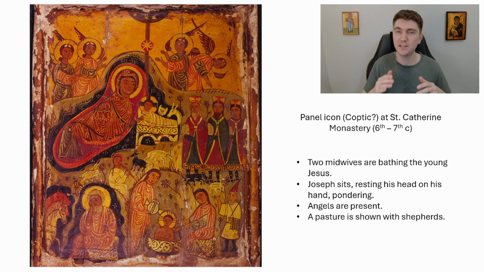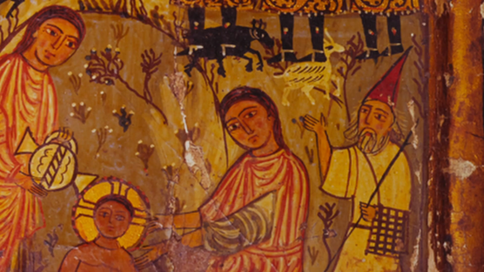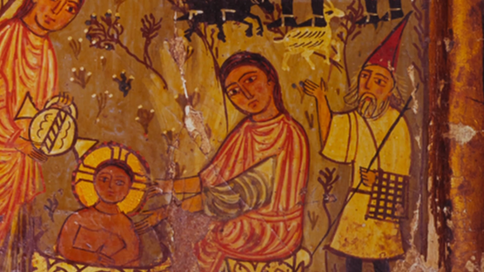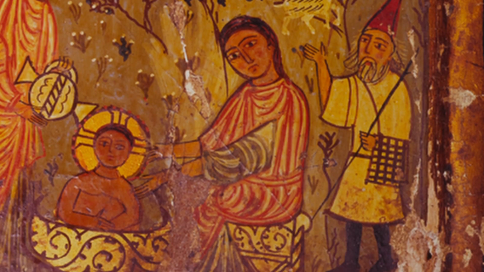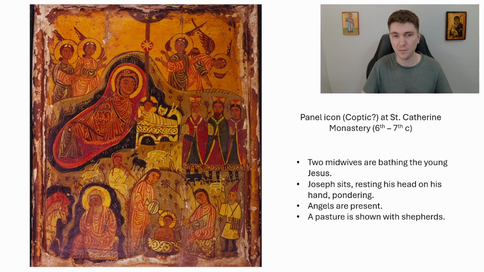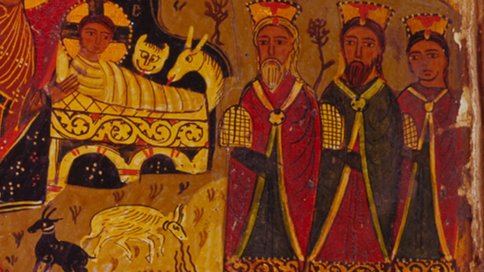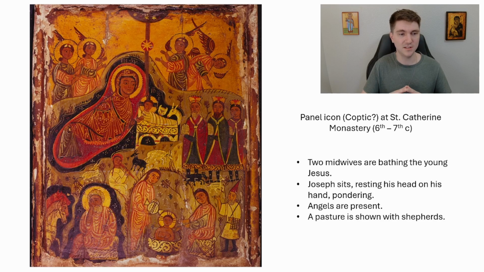You still have the shepherd pointing to the star, but now he's in the bottom corner there, but his hand is lifted like he's pointing to the star. So that element is still there. The three magi are traveling on their way. The two midwives are there bathing Jesus, and Joseph is sitting there pondering these things, and is later interpreted as struggling with doubt about these events.